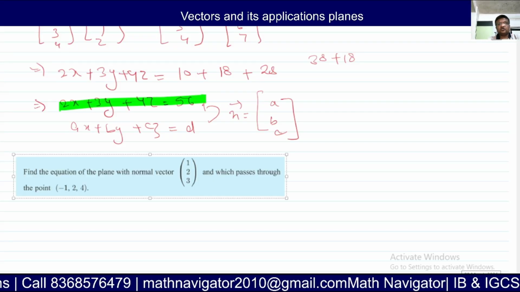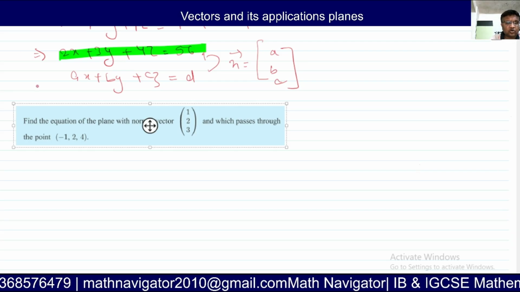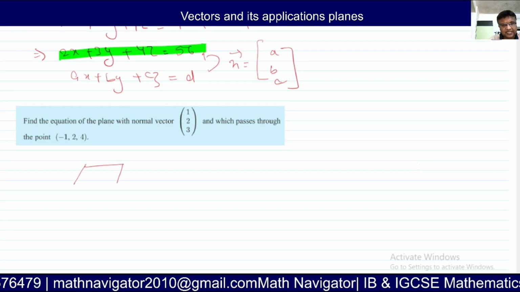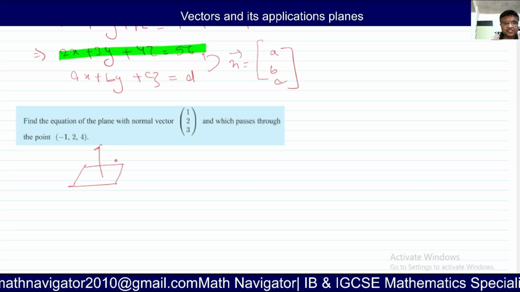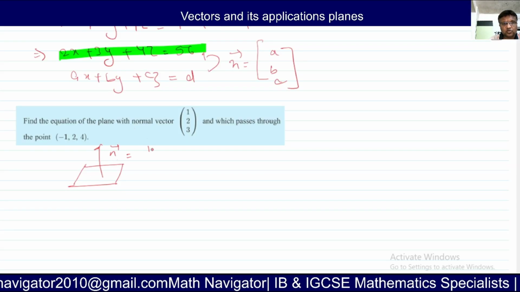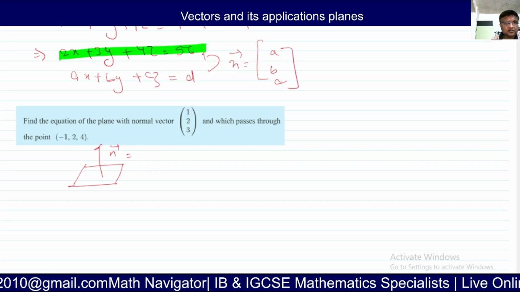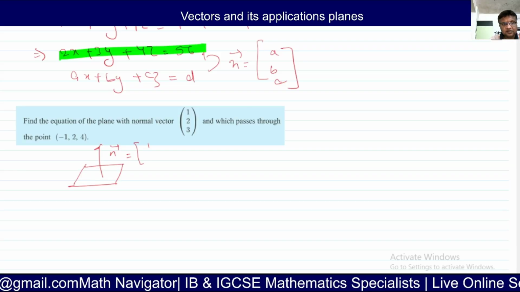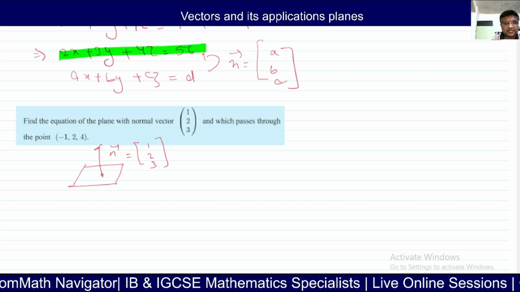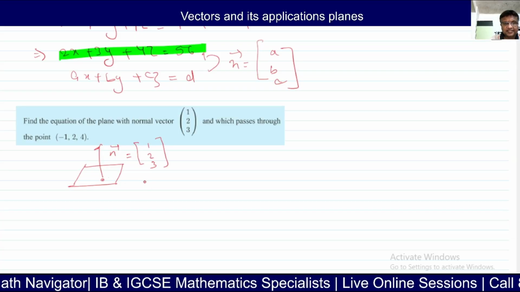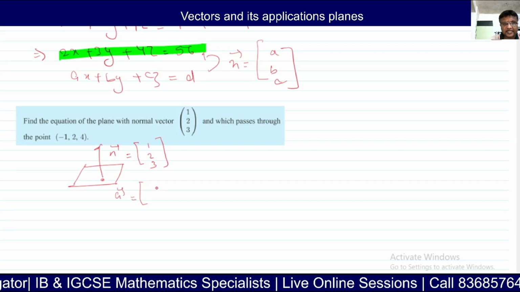So find the equation of a plane with normal vector n = (1, 2, 3) which passes through the point. See, it's always better to make a rough sketch, something like this. The normal vector is this vector, equal to 1, 2 and 3, and the point lying on the plane, let's call it a, is (-1, 2, 4).